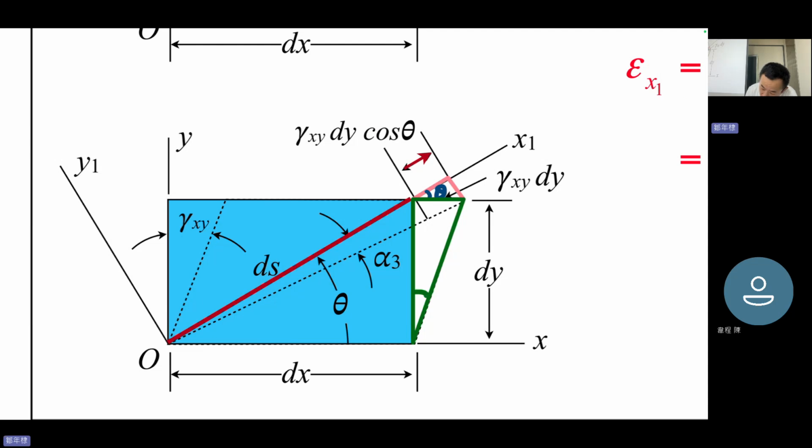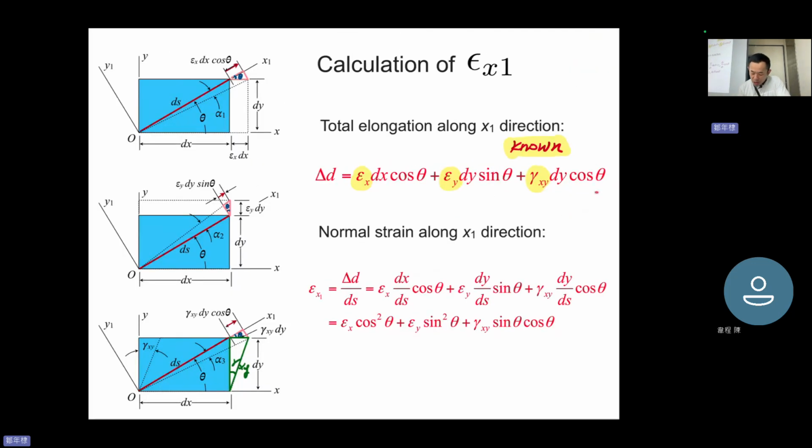So this is gamma xy, right? Your gamma xy times dy will be this length, because this is a kind of pizza shape, right? So you can get gamma xy dy times cosine theta. You can get this increment due to gamma xy. So this is the third contribution. So delta D has three contributions: epsilon x, epsilon y, gamma xy, and then this is the total elongation.